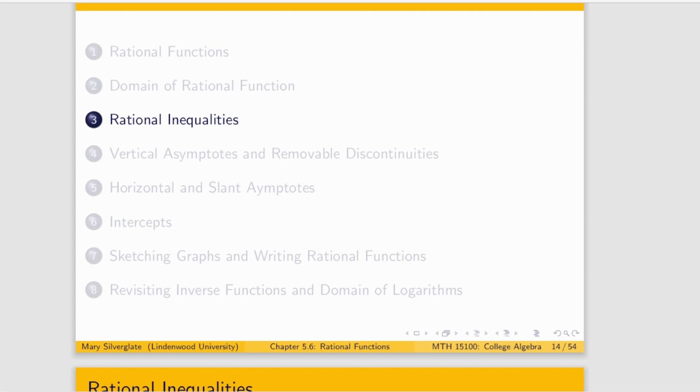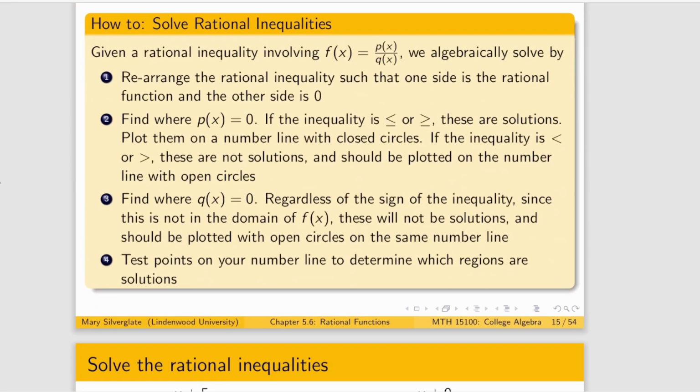Let's also similarly touch on this idea of rational inequalities. These are going to be solved similarly to those polynomial inequalities, where we're going to want to, in this case, set both the numerator and denominator equal to 0, solve for those numbers, put them on a number line, and then do testing points.